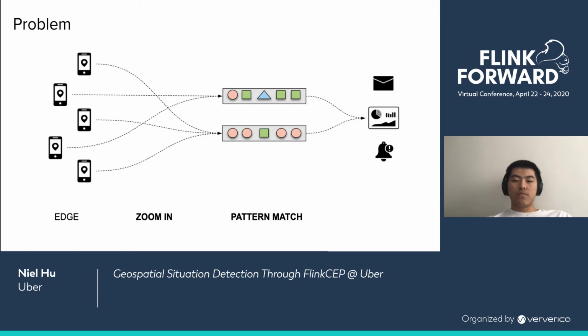Lastly, all of the results are served to our end users through a real-time dashboard, email alerts, or other alerting systems. This talk is basically about how we use Flink and the FlinkCEP library to implement the dynamic zooming features and how to do pattern matching on temporal sequences.